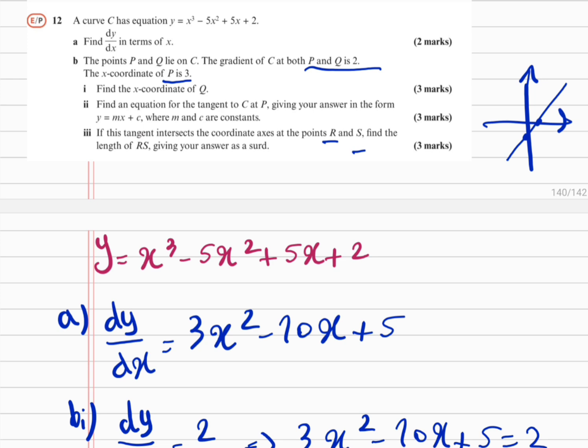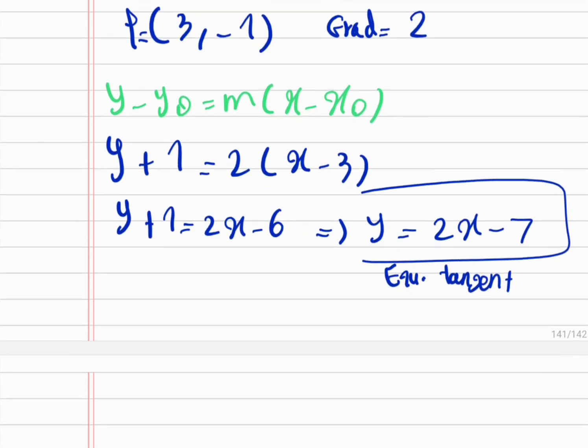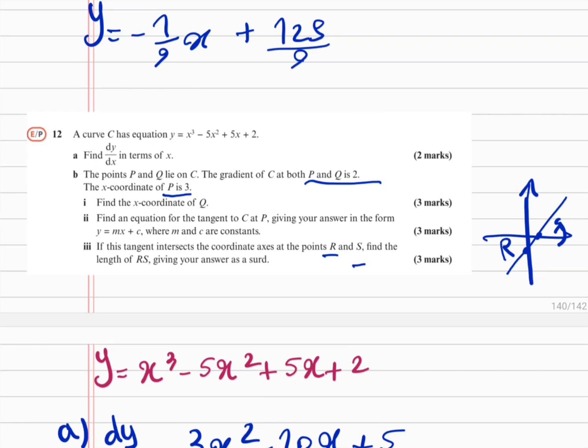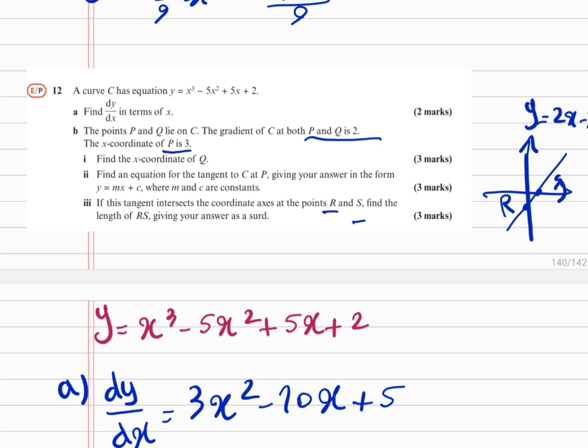So remember that in order to be able to find the length of a line, we need to have the coordinates of both ends of the line, so we can use the distance formula. So if we call this point R, and then this one S, we need to find the coordinates first. And it's actually simpler than you think, because we know the equation of the tangent, right? We just found that it is equal to 2x minus 7. So now the two points are the x-intercept and y-intercept of this line. So we just need to find the x-intercept and y-intercept, and then we can find the distance.